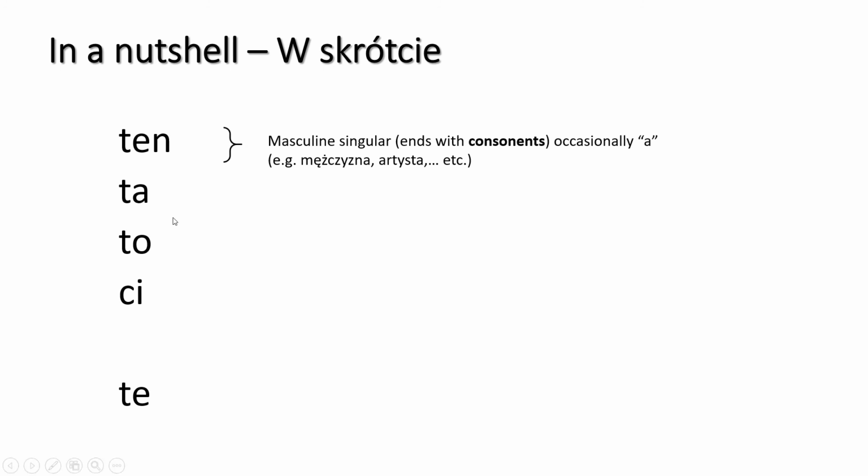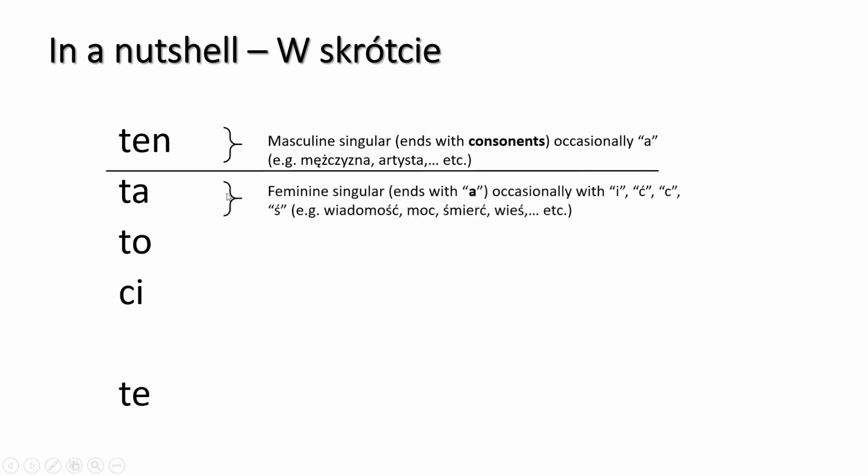Okay, and then ta, feminine singular ending with a, occasionally ends with e, like pani, ć, ść, sz, and many others. Let's see some examples. For example, we have wiadomość. It's a feminine word. It ends with ć. Moc means power.